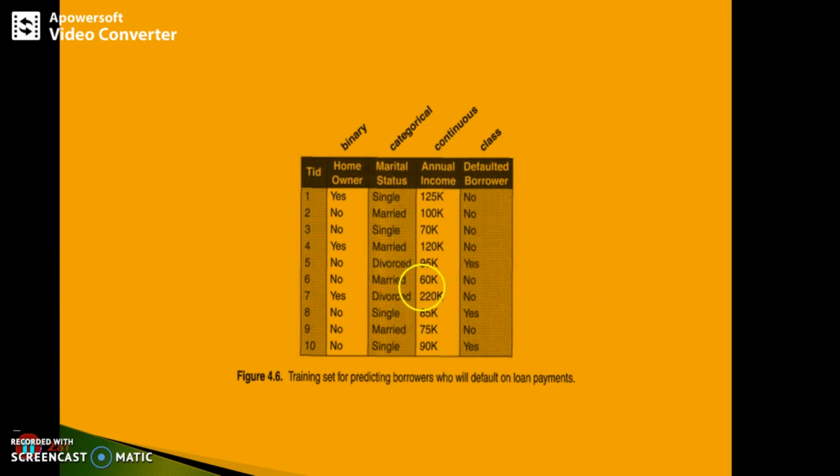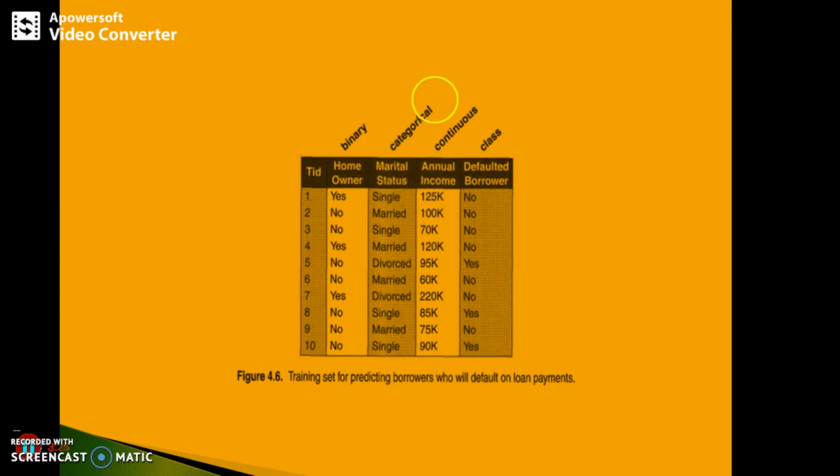Next, where the default borrower class is equal to yes, those are risky people. There are a total of 3 records for yes, and these are people who have not paid their loan amount. Homeowner says whether these people own a house, and has only 2 values, yes or no. Next you have marital status, with 3 values: single, married, divorced.